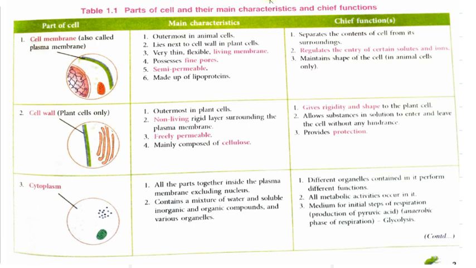So this is the chart showing parts of a cell and their main characteristics, and their chief functions. This first table lists the part of a cell, then its main characteristics and its chief functions, the functions performed by it. So first is our cell membrane. It is also called plasma membrane.